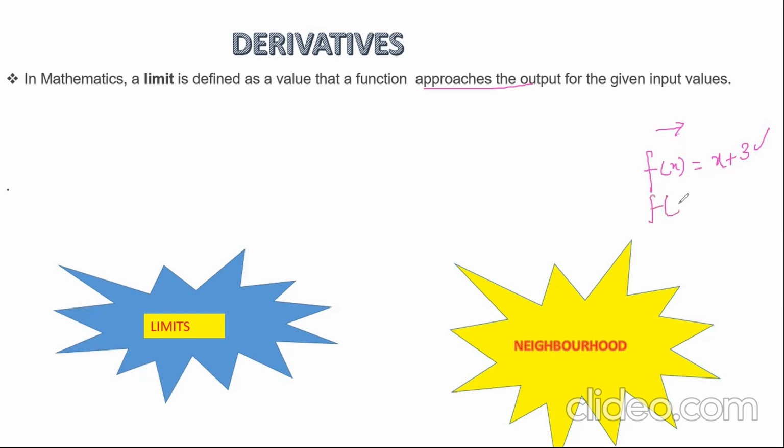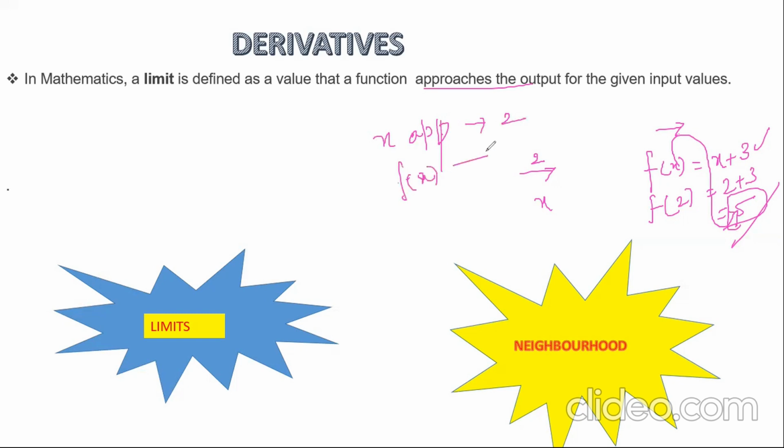So when I talk about f of 2, you can easily say that 2 plus 3 is equal to 5. 5 you are directly saying, right? But not in the case of a limit like this. So that means even though you are approaching 2, your f of x approaches 5. When x approaches 2, f of x is approaching 5. That is the meaning. Understood?